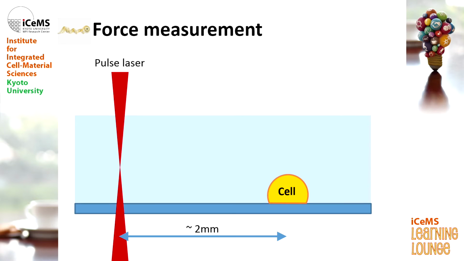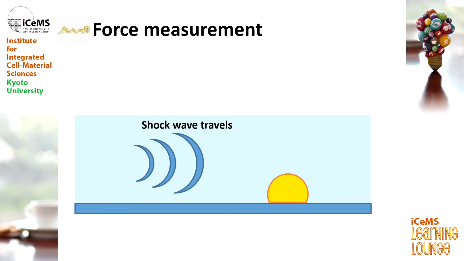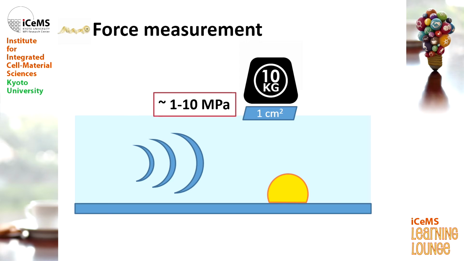How? We use the laser. Especially, we use short pulse laser. When the laser is shot in the cell culture flask or cell culture dishes and away from cells, then this pulse laser can make the bubble. It's called cavitation bubble. And when this cavitation bubble is collapsed, this produces the shock wave. And it has a pressure of 1 to 10 megapascal, which is corresponding to 10 kilograms of weight onto 1 square centimeter. So it's very, very strong pressure.